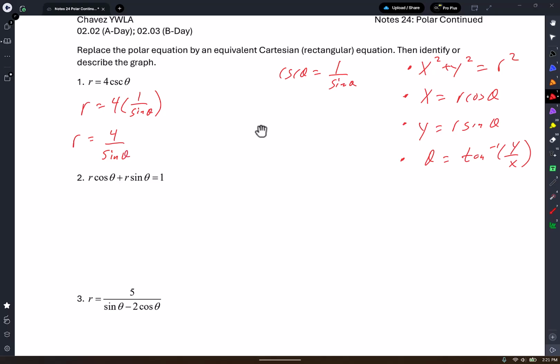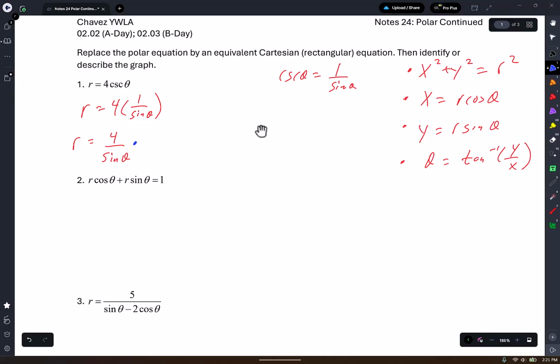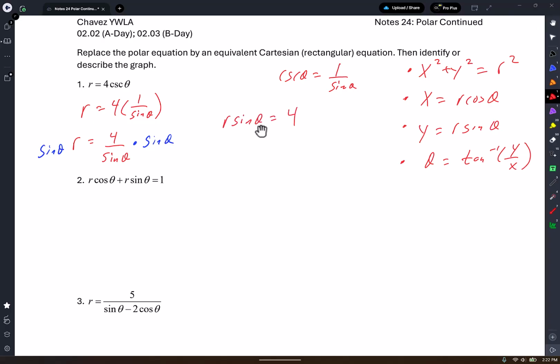Are we still okay? Okay, I'm going to multiply both sides. Whatever I do to one side, I got to do to the other side. So I'm going to multiply this by sine theta. If I do that, I got to multiply the left-hand side by sine theta. So look what you have. You have r sine theta is equal to 4. Are we still okay? Well, r sine theta, that's equivalent to what? So there it is, y equals 4.